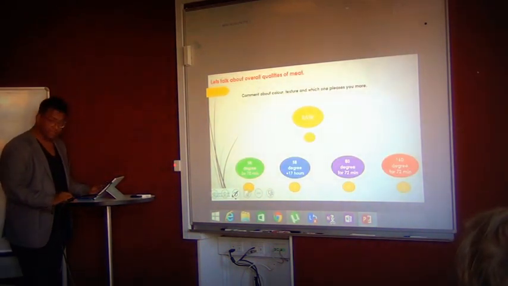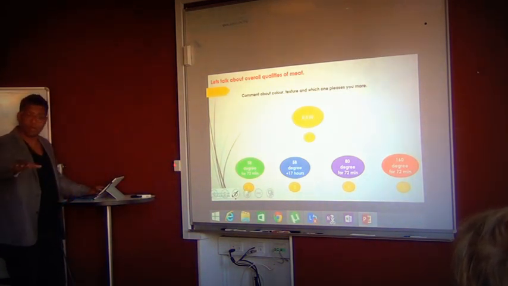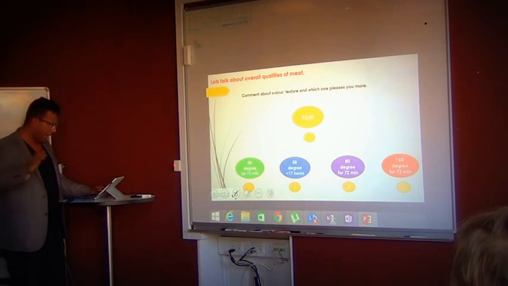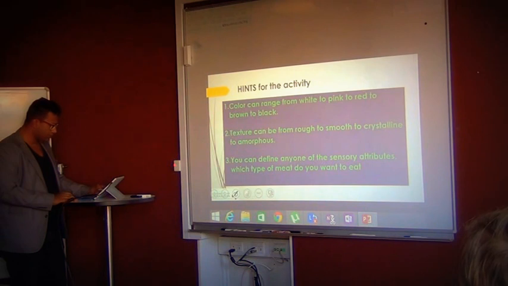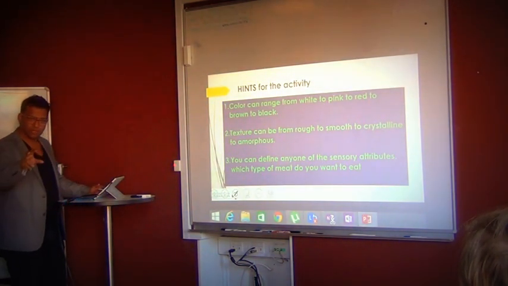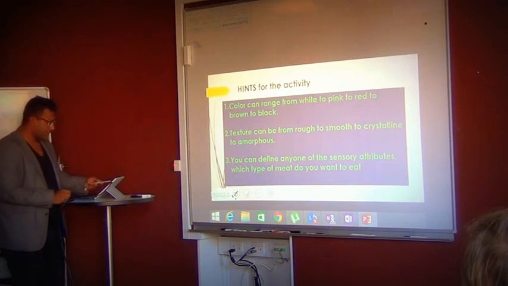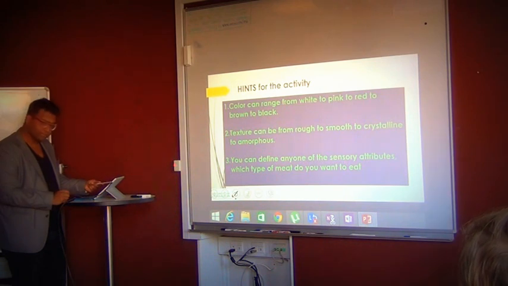Moving on, here's a little assignment designed for you. As you can see, the raw and those samples are kept there, so you can look at the products in pairs. What I want you to do is comment on the particular food product regarding three contexts. The first one is to comment on the color that you see. You can choose white, pink, red, brown, or black.